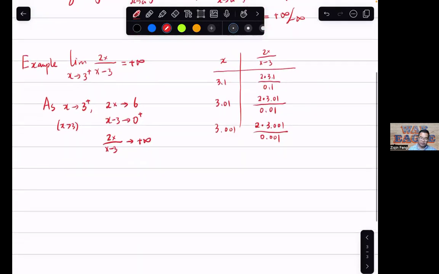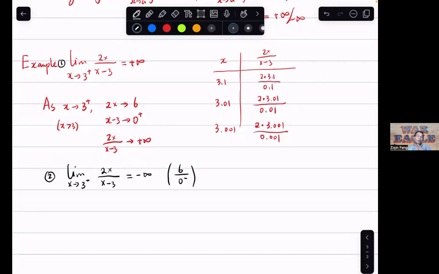Very similarly, this is our example 1 here. You can analyze as x goes to 3 on the left side, 2x over x minus 3. This one actually goes to negative infinity, because it is basically 6 over 0 minus. So one negative thing gives you the sign of the limit, which is negative infinity.